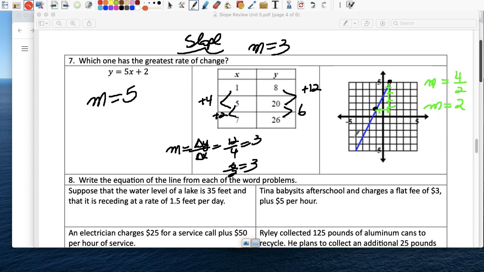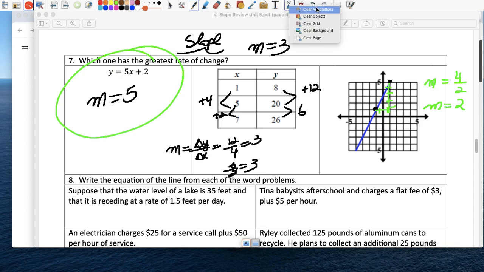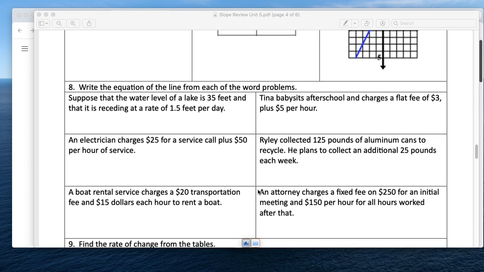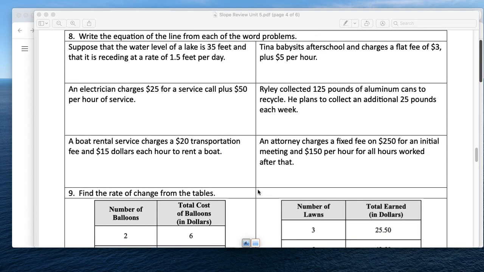So which one has the greatest rate of change? Well, this one right here. So you have to find the slope. Okay, now write the equation of the line from the word problem.